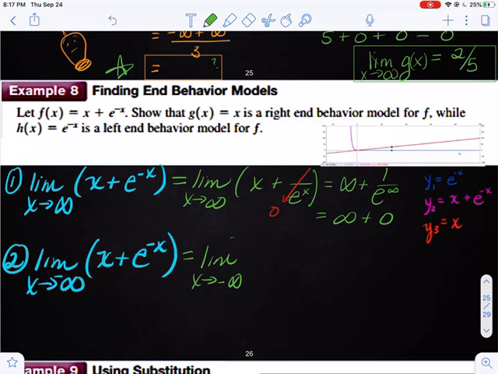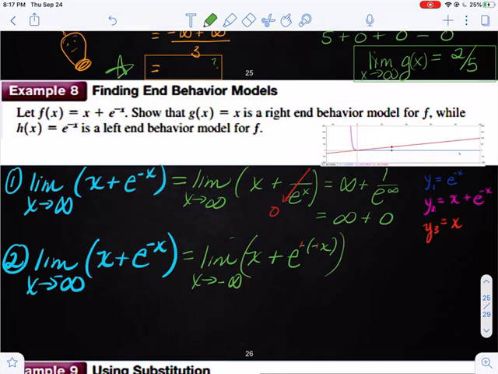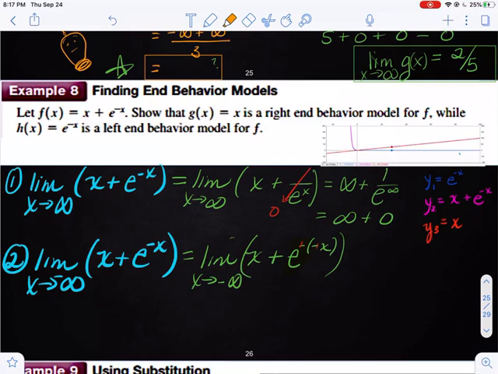If the limit as x approaches negative infinity of x plus e to the negative x, you're going to be putting in a negative value. So what's going to happen is this is going to be positive. It's going to turn out to be a plus x. So you're headed in the negative range. So in this case, as you go to negative infinity, the second term is going to override the first term.